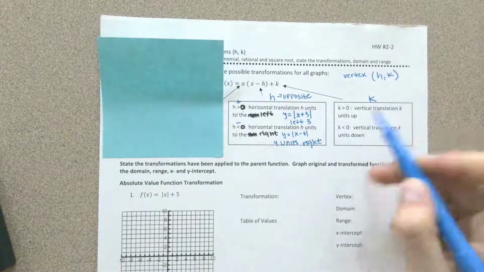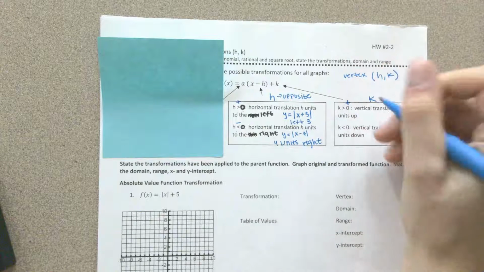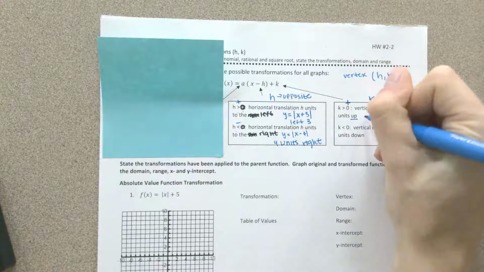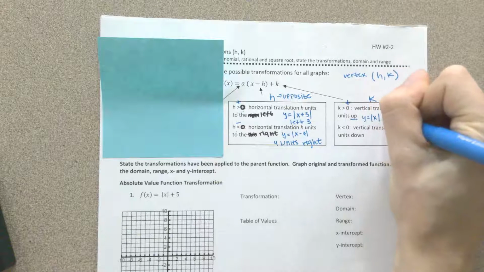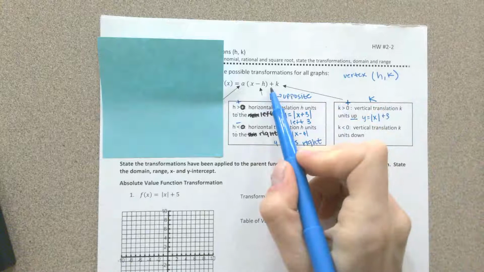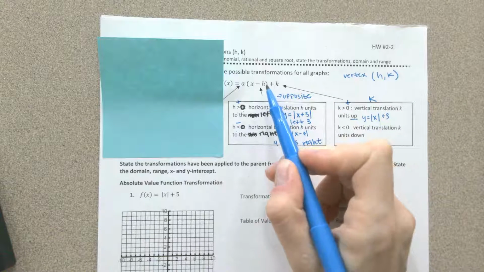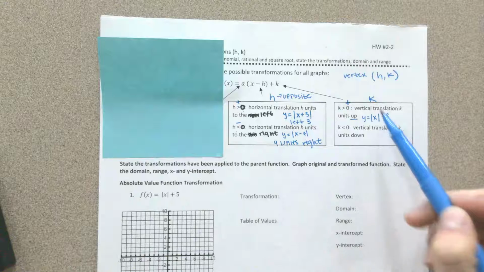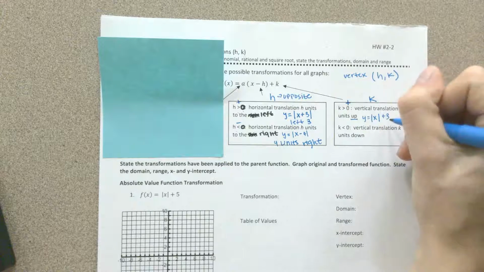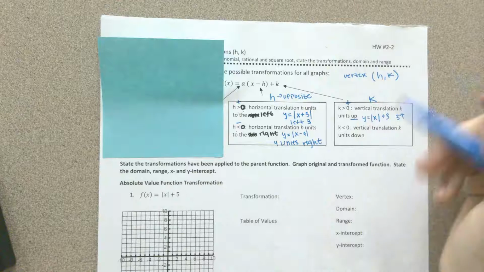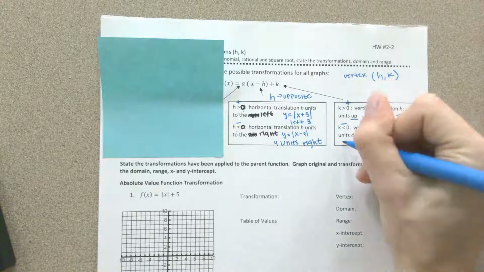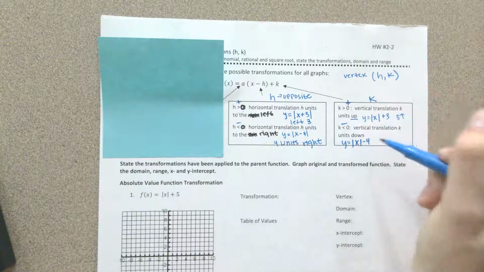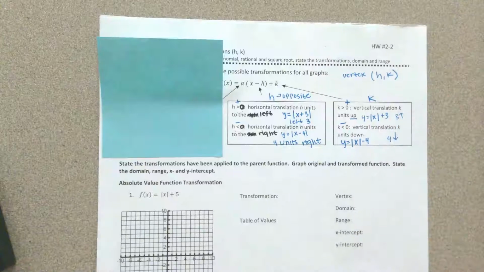Then we have k. If k is greater than 0, so if k is positive, we move up. And so if we have y equal absolute value of x plus 3 on the outside of our parentheses, or in this case our absolute value, see the difference? This is on the inside, this is on the outside. This is h, this is k. We move 3 up. If our k is negative, we have x minus 4 on the outside, we move 4 units down.